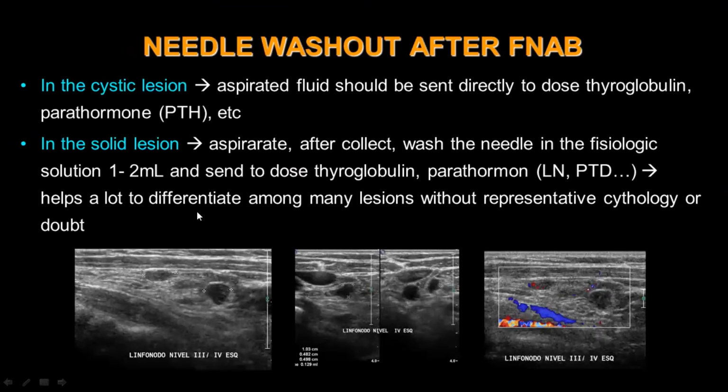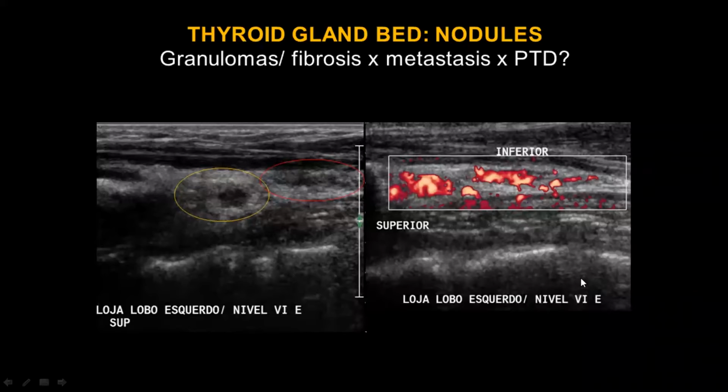But if you have a solid lesion, we can wash out the needle into 1 or 2 milliliters of saline solution, and this is especially important to dose and to differentiate among many lesions without a representative cytology or when you have doubts. As you can see here, the solid lymph nodes. Or to distinguish the thyroid bed nodules, for example, in this case, we map flow in these nodules in the thyroid bed.